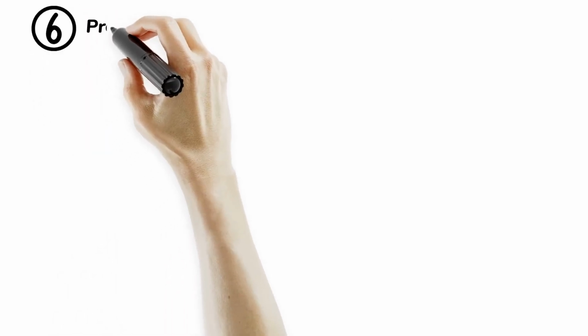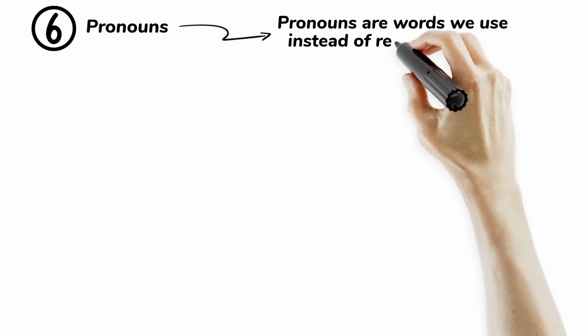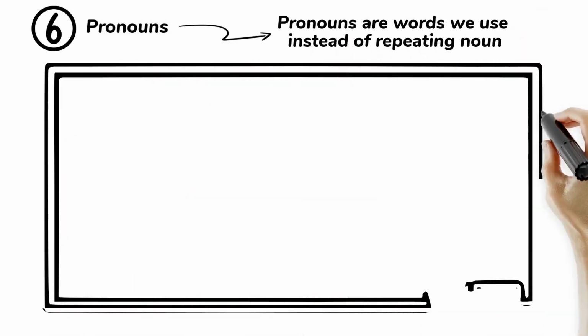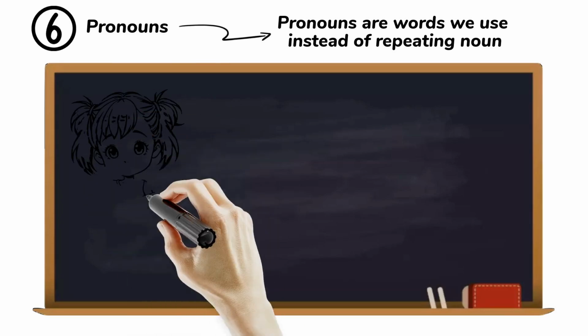Our next part is pronouns. Pronouns are words we use instead of repeating nouns. They make sentences shorter and less repetitive. Let's see how pronouns make our sentences smoother and less repetitive.